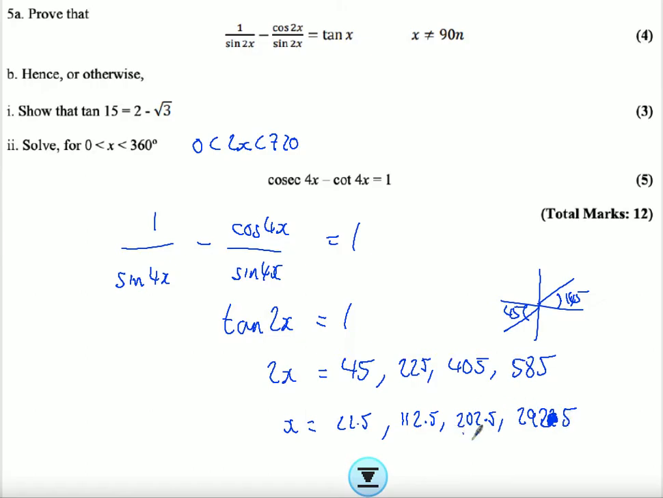Okay, and we can substitute those back into here just to make sure that works, but I'm going to just trust that what I've done is correct.